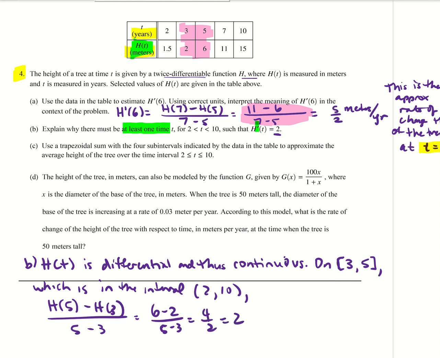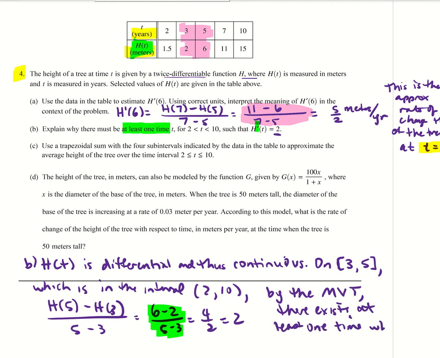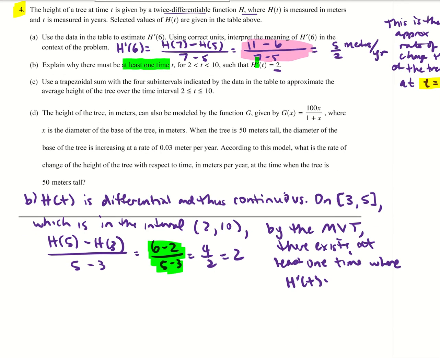Now, I do want to show that on here. I at least need to verify that that would equal 2, even if I don't show the work. So by the MVT, and I'm just going to restate the question, there exists at least one time where h prime of t is equal to 2.